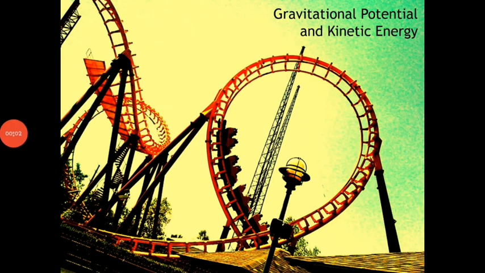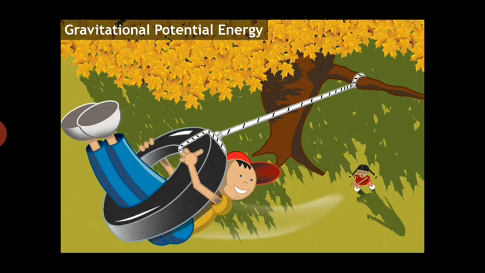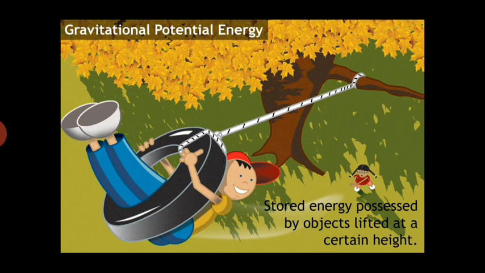Now let's move on to gravitational potential and kinetic energy. Now, what is gravitational potential energy? It is the stored energy possessed by objects lifted at a certain height. So any object lifted at a certain height possesses gravitational potential energy. Now we can get the gravitational potential energy of a certain object using this formula. U is equal to mgh, wherein U is the gravitational potential energy, m is of course the mass of the object, g is the acceleration due to gravity, and h is the height.